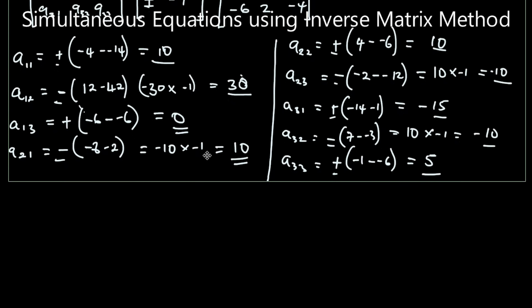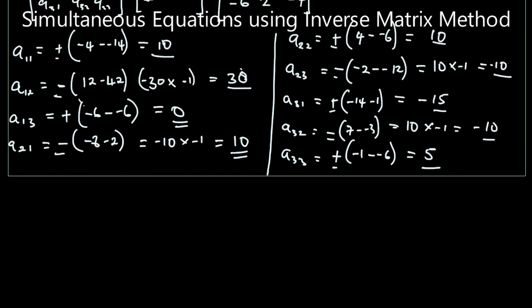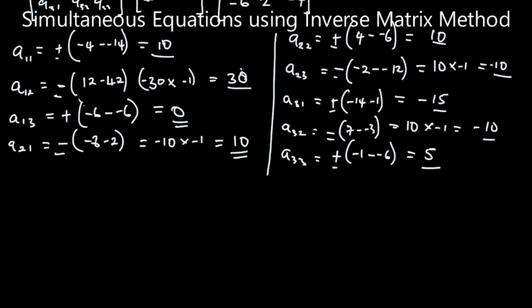Now from there, we write our new matrix, which is C, and say that C is now going to be equal to 10, 30, 0. We have 10, minus 10, 10. And lastly, we have minus 15, minus 10, 5. This is our C.